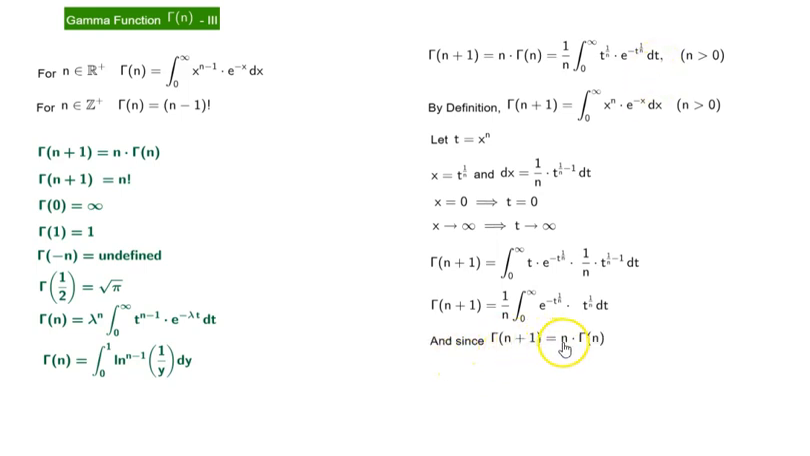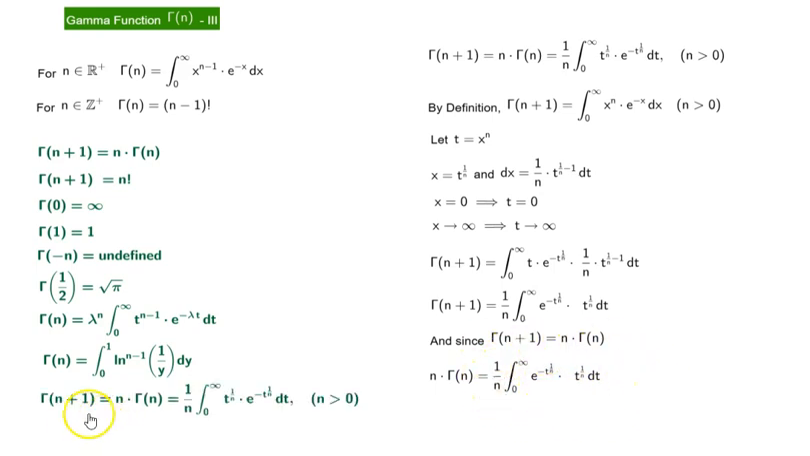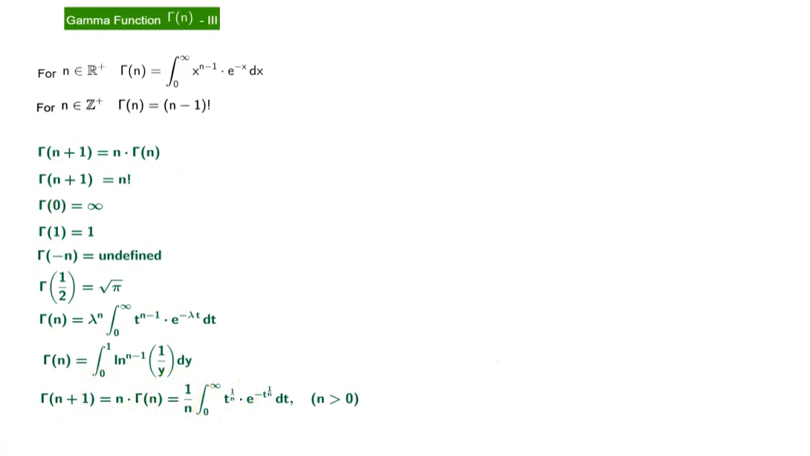And since gamma of n plus 1 is equal to n times gamma of n, we have n times gamma of n also equal to this integral. So that is another identity that we have. Now let's look at some concrete examples.